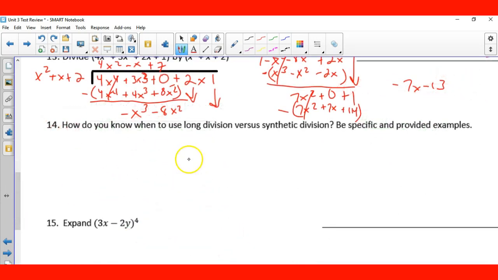Now, how do you know when to do long division versus synthetic division? Use synthetic if it's a binomial.